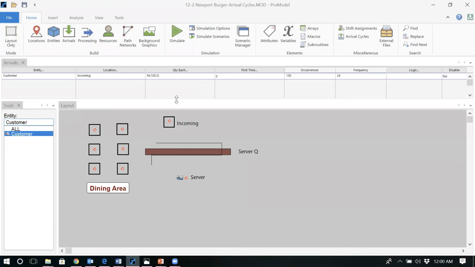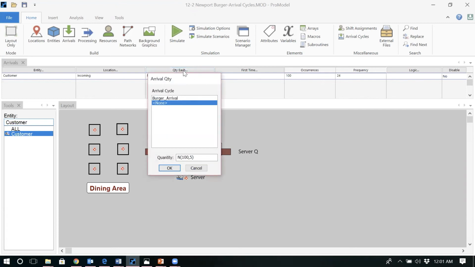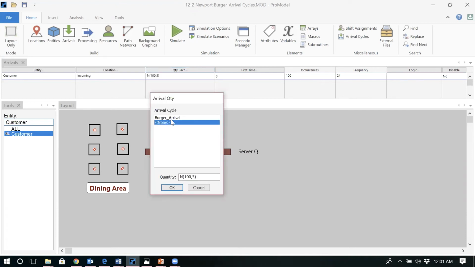Now let's go back to the arrival. So here, as we talked already about it, all that simulation is going to do is that in every 24 hours, right at the start of every 24 hours, is going to let about 100 customers to come to the system together. However, we know that that's not what we want. We want to spread these 100 customers on average in these 24 hours. So the way to do it is to click on quantity each. And here you see arrival cycles. Now this burger arrival that we define as the arrival cycle is listed here. So pick this burger arrival, which is our arrival cycle, and then press OK.